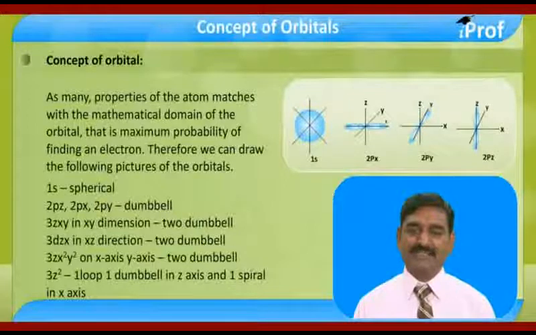3dxy has 2 dumbbells in the xy direction. 3dzx has 2 dumbbells in the xz direction. 3dx square minus y square has 2 dumbbells on the x-axis and y-axis. 3dz square has one dumbbell on the z-axis and one ring around it in the xy plane.